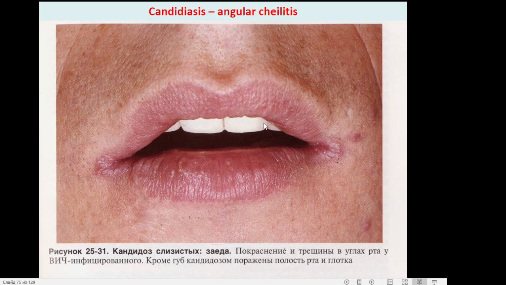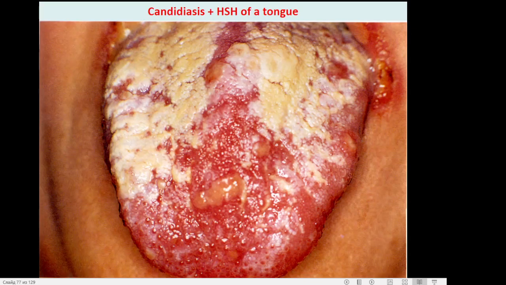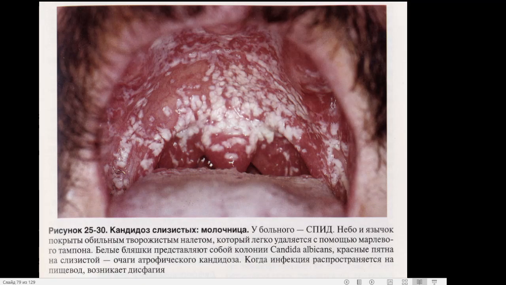Here, inflammation produced with Candida. It's more bright. Candidiasis of oral cavity, candidiasis of tongue, again. Now here, herpetic infection, complicated with purulent inflammation. Again, herpetic infection, due to immunosuppression. Oral candidiasis.